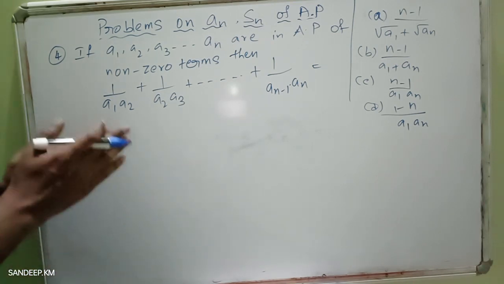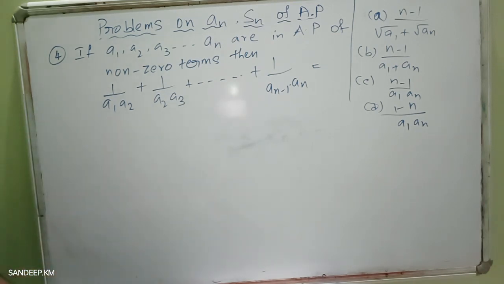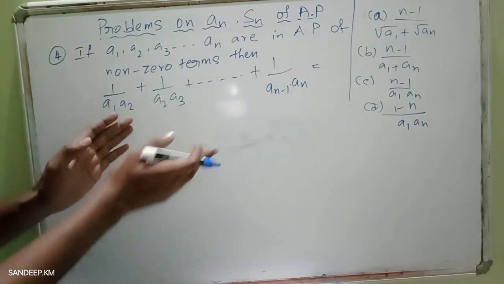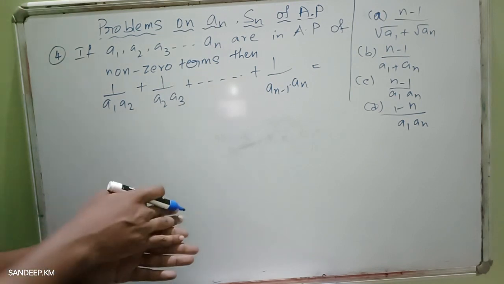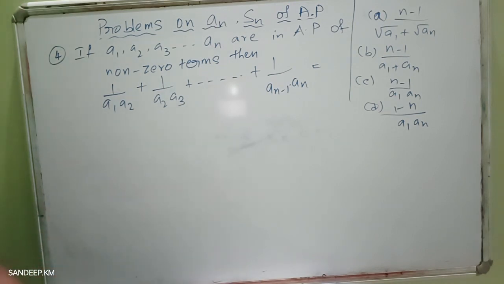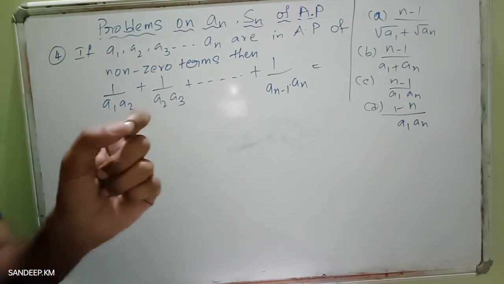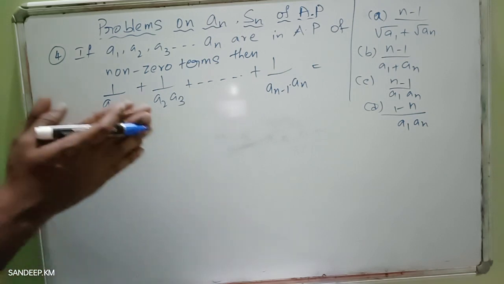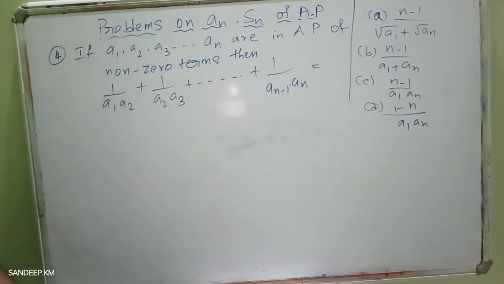First of all, these kinds of questions are very important. Directly they are not a sum of terms in AP, but if you simplify it, I can convert it into the terms in AP. So what to do? Please understand one thing, particularly when the question contains terms like a1, a2, a2, a3, a3, a4 and so on.